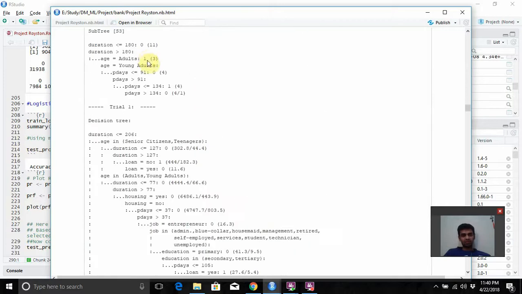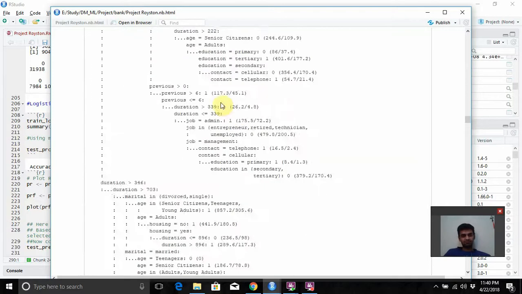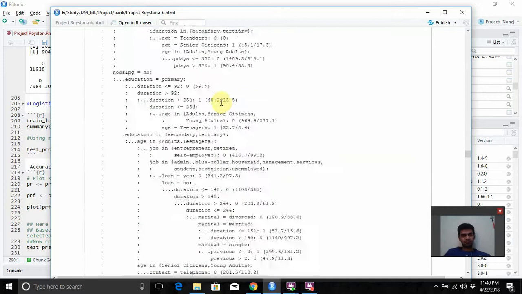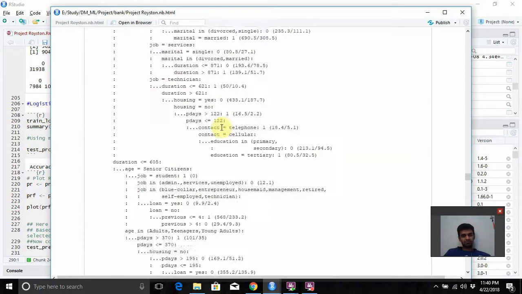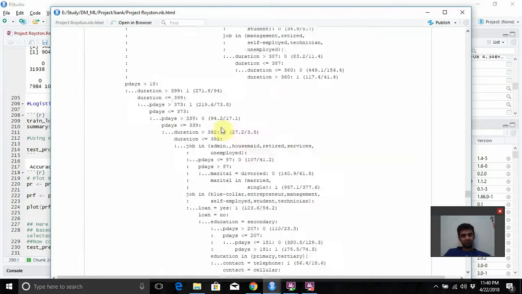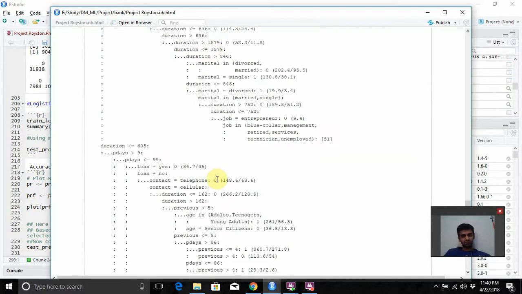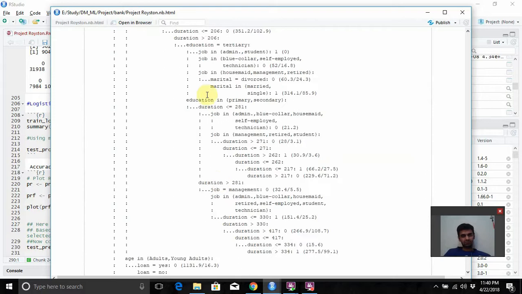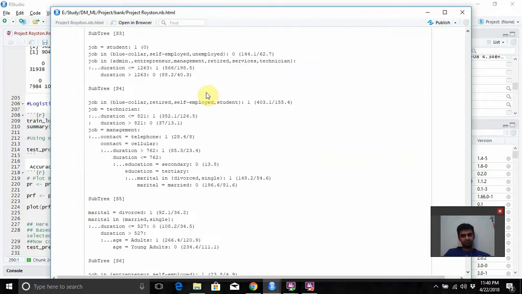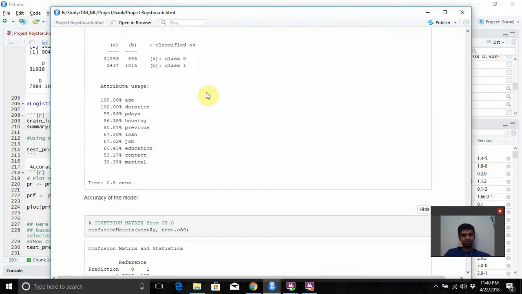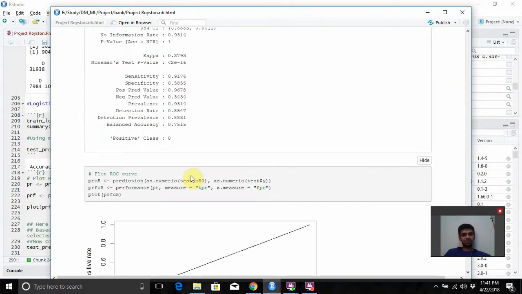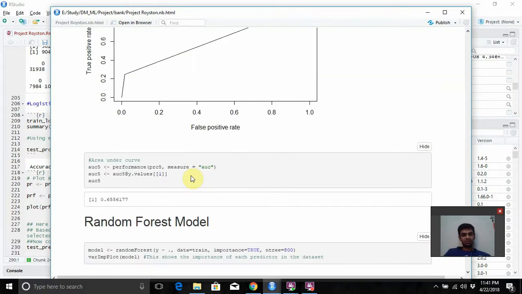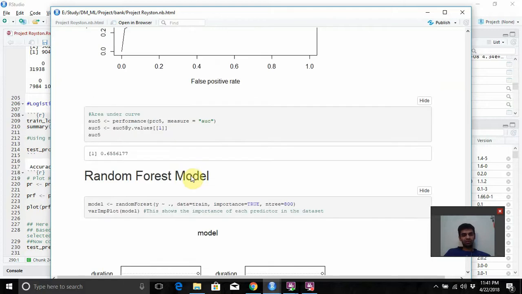and this is the summary of my decision tree. Now this is the classification of the decision tree, and the accuracy of my decision tree is 89.48, and the area under the curve is 0.6556. It's quite less than the logistic regression.